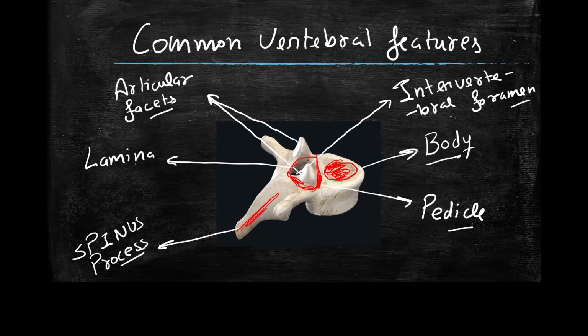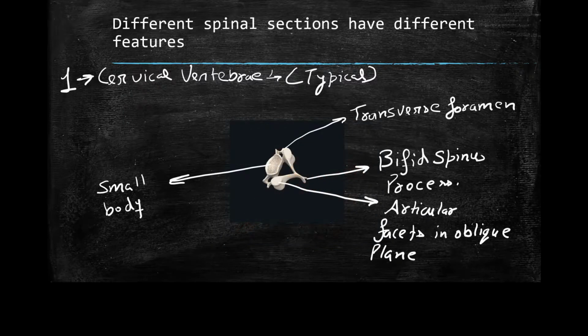If you look at the lamina and pedicles, these form the posterior arch. If we look at the intervertebral foramen, this is a pathway for the spinal cord. So let's move on to the next slide.